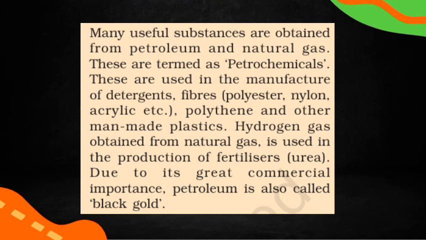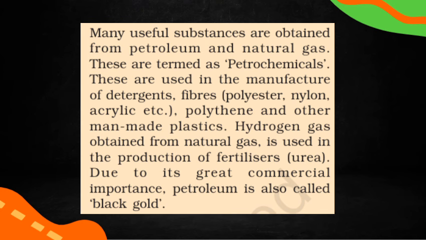Many useful substances are also obtained from petroleum and natural gas. These substances are known as petrochemicals. They are used in the manufacturing of detergents, fibers such as polyester, nylon, acrylic, etc. We normally wear these fibers, polythene, and other man-made plastics. Hydrogen gas obtained from natural gas is used in the production of fertilizers, that is, urea. Due to its great commercial importance, petroleum is also known as black gold.